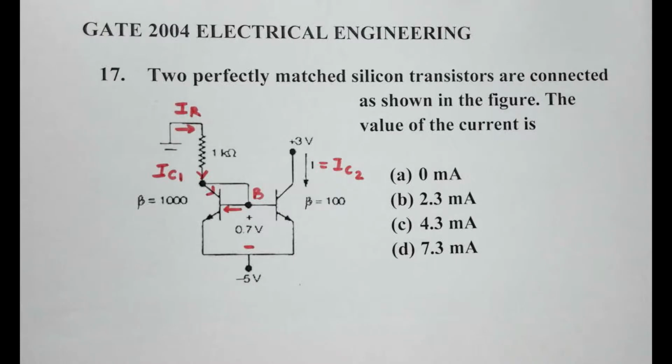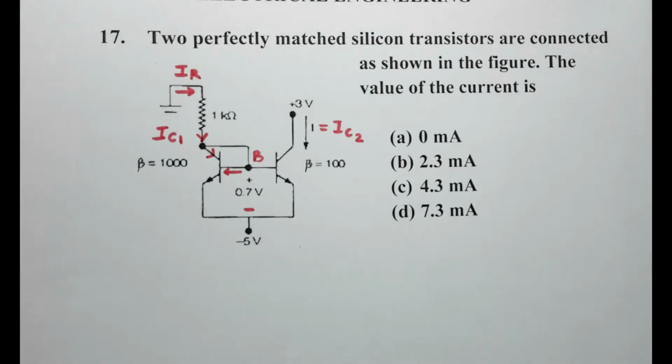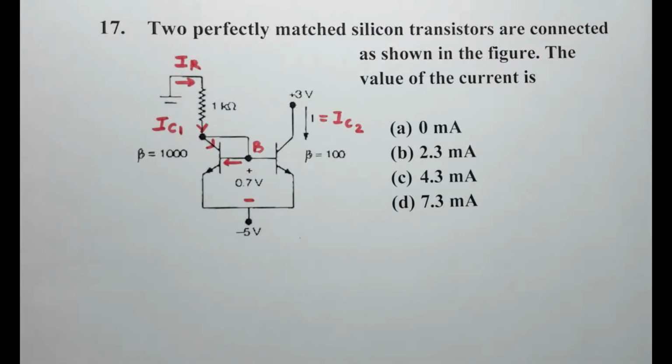Here is the next question, number 17. Two perfectly matched silicon transistors are connected as shown in the figure. The value of the current I is, so we have our four options: 0, 2.3 milliamps, 4.3 milliamps and 7.3 milliamps.